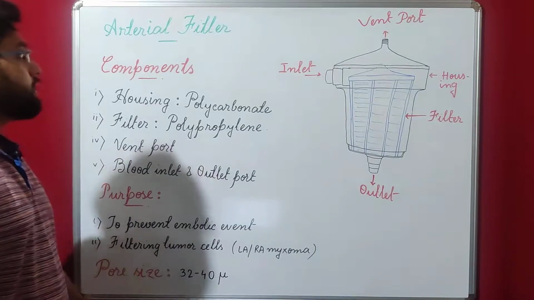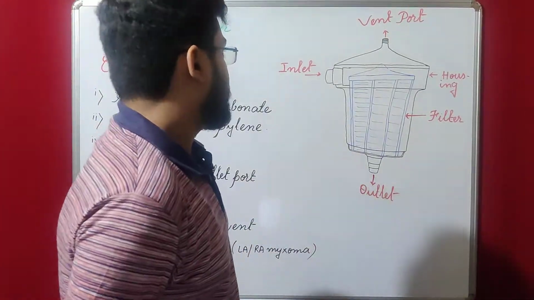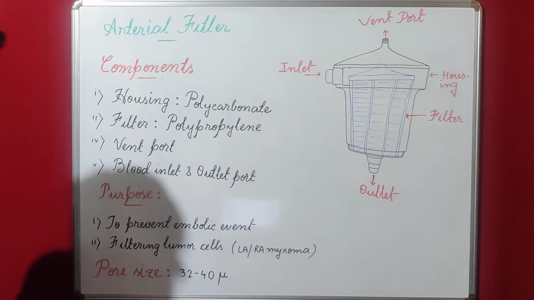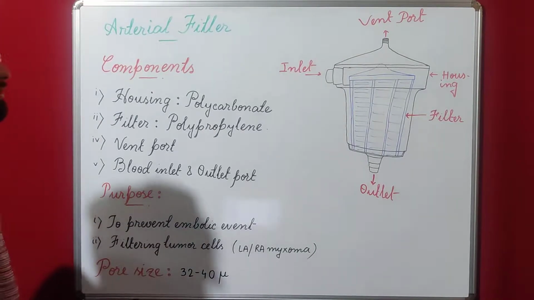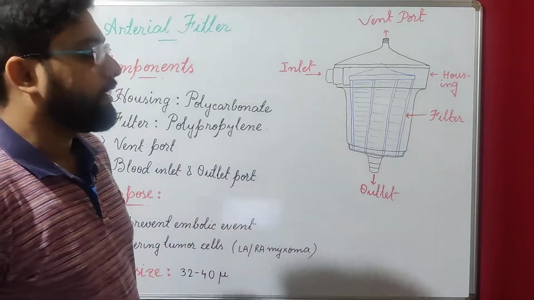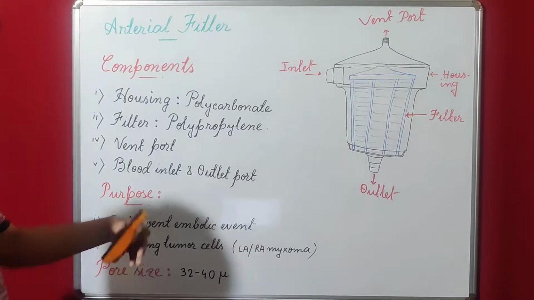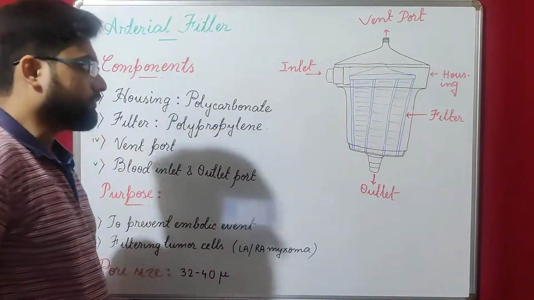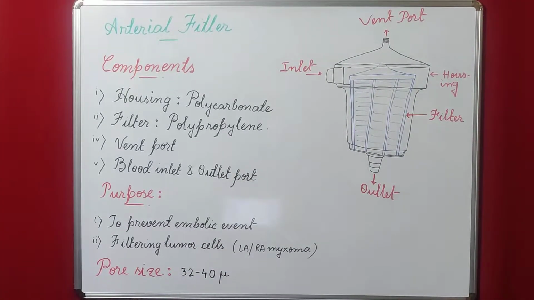So again, in today's session we are going to discuss one of our equipment, the arterial filter, or arterial line filter, whatever you call it. From the name, you can easily guess that this is the filter that can be incorporated in the arterial line, that is, the arterial supply line towards the patient. First we will get to know the equipment.